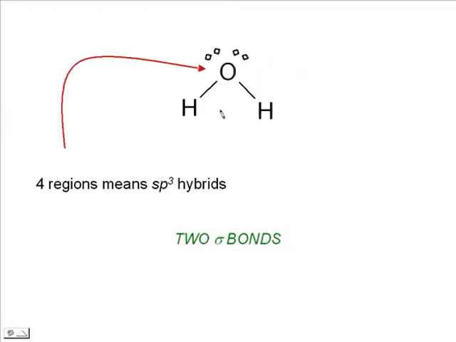Water molecule, again, you've got 4 regions because you've got 2 bonds and 2 lone pairs. But if you're talking about just the overlapping, you'll have a sigma bond between an sp3 hybrid from the oxygen and an s orbital from the hydrogen. So you'll have 2 sigma bonds. The lone pair electrons, remember, are just occupying hybrid orbitals, but they're not doing any overlapping because they are lone pairs. They're not bonding pairs.